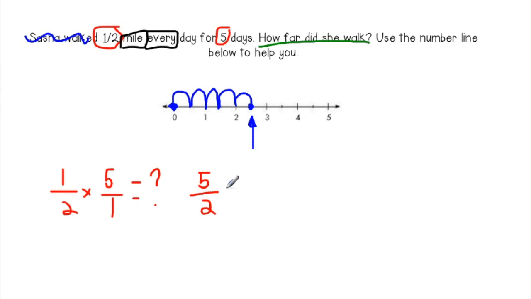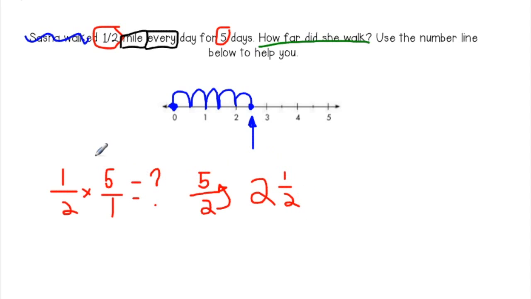Now the tricky part is turning this improper fraction into a proper mixed number. So what you'd have to do is ask yourself, well, how many times does 2 go into 5? And we know that's 2 whole times. And what we have left over is 1 over 2.